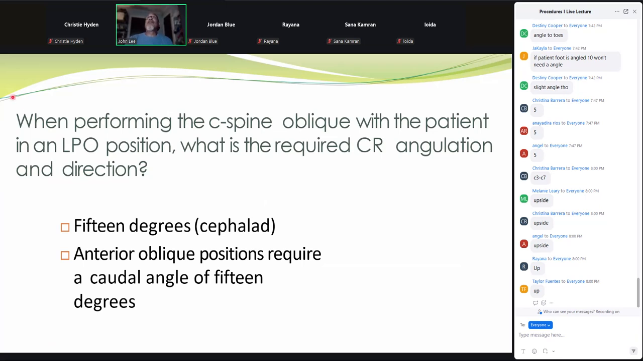When performing the C-spine oblique, patient in an LPO, what is the required CR angulation and direction? So 15 degrees, cephalad, and remember that if we're doing anterior obliques, that angle is going to be reversed, so it'll be caudal.